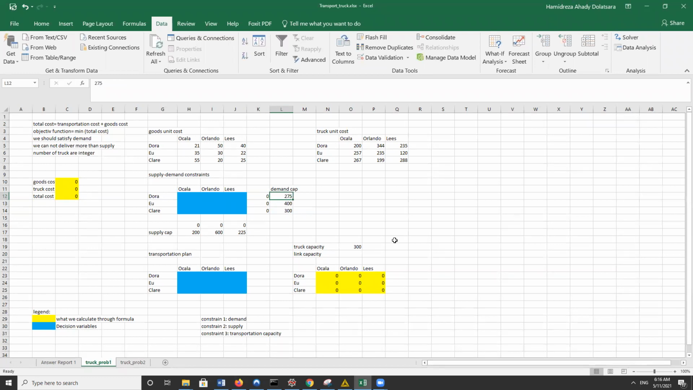In some cases, you might have different policies, less or equal, greater or equal. It is just based on your type of policy. Do you want to fulfill all the demands, or is it okay to have something less than demand, or maybe exactly equal to the demand? Each column is talking about how many products you send from each supply node. For example, Ocala, how many you send to Dora, EU, Claire. And this point has the summation of all of them.